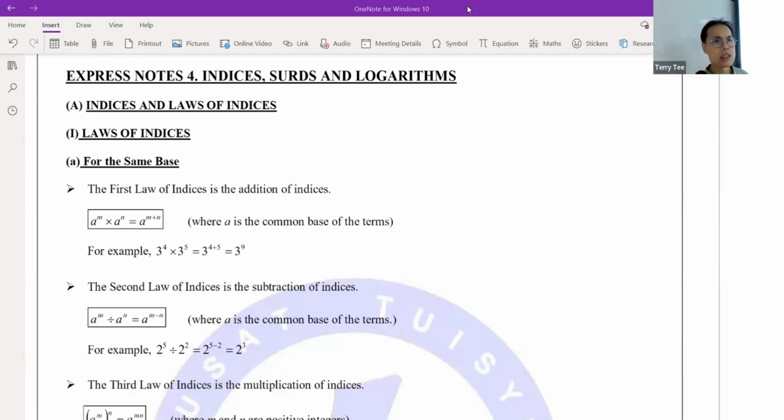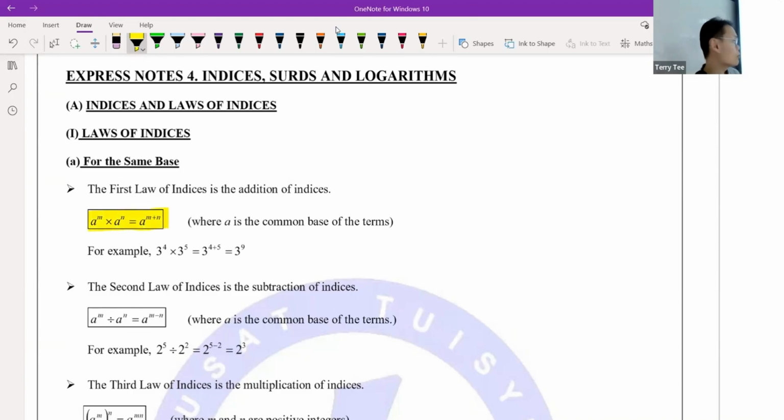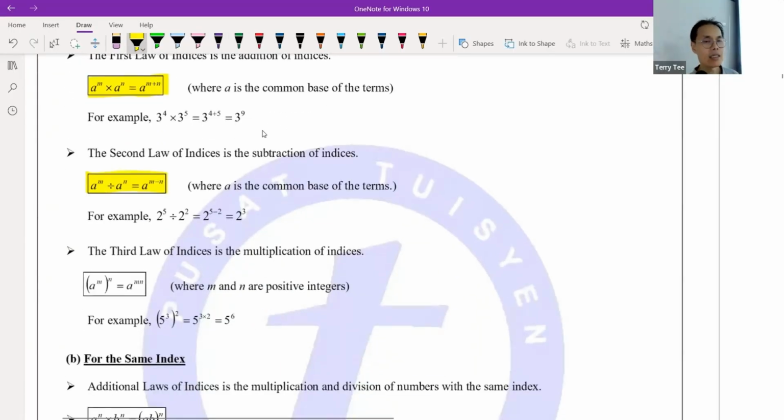Very, very simple. There are a few laws. The first one is the multiplication. If I take a power m, multiply a power n, the result is a power m plus n. When you divide the number, we minus the power: a power m divided by a power n, the outcome is a power m minus n. The third one is the power law. When you power it, just take a power m times n.